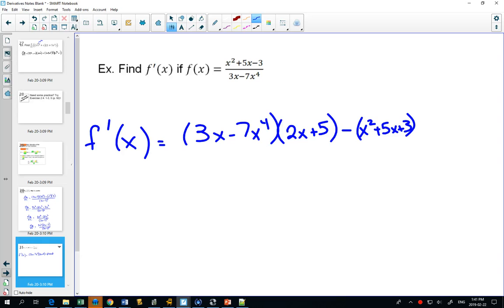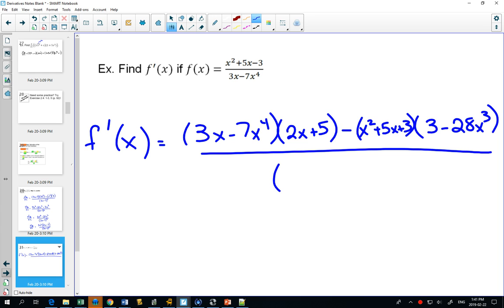And multiplied by the derivative of the bottom, which will be 3 minus 28x cubed, all over the bottom squared. This one didn't say to simplify, so we're going to just leave it. So can you see how we kept the bottom the same, multiplied by the derivative of the top, then kept the top the same, multiplied by the derivative of the bottom, over the bottom squared.